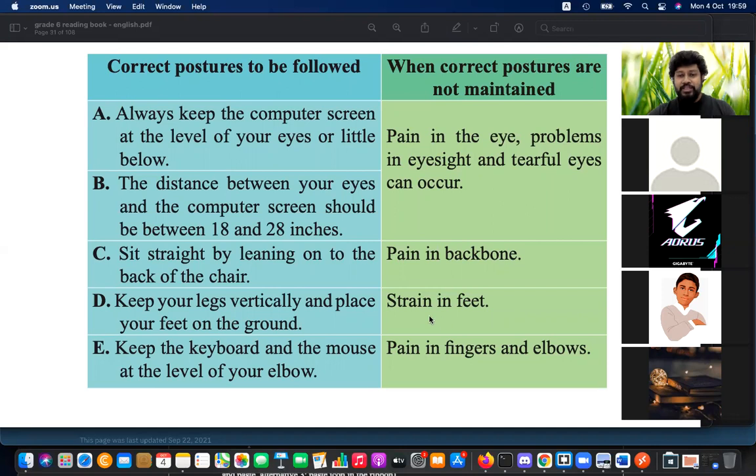Likewise eye strain, feet strain, pain in elbows and fingers, nerve problems like numbness of the fingers and all.